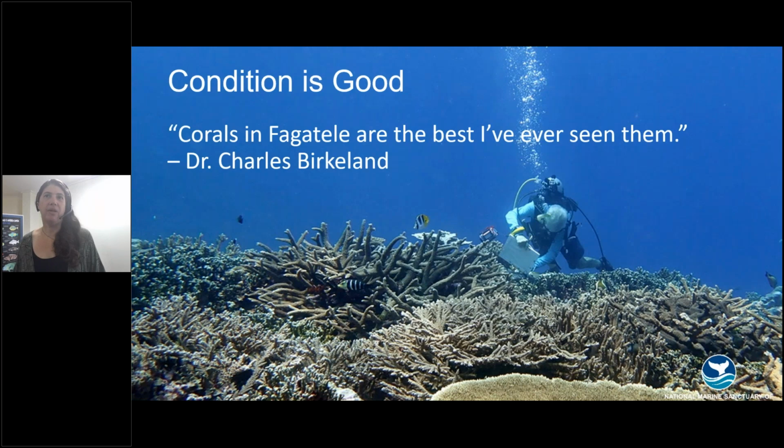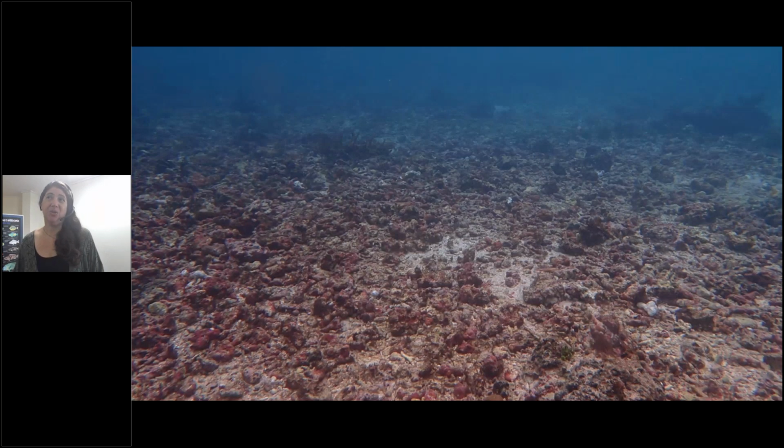But what if that changed? What if instead of looking like this, the reefs instead looked like this? What if the corals could no longer build their skeletons? What if the reef structure itself actually started to dissolve? When I started my career, I thought that this type of damage would only happen from pollution or ship groundings or dynamite fishing. But now I worry that it could eventually happen even in our most remote, seemingly pristine sites.